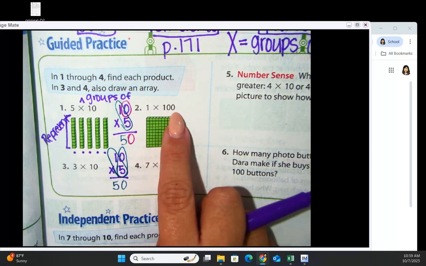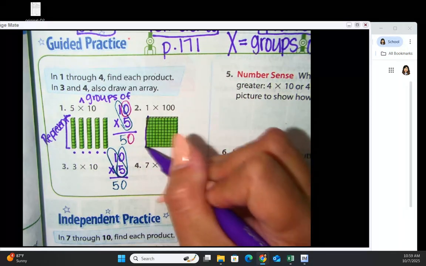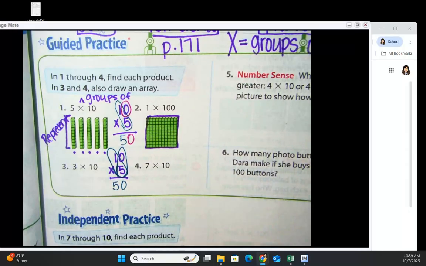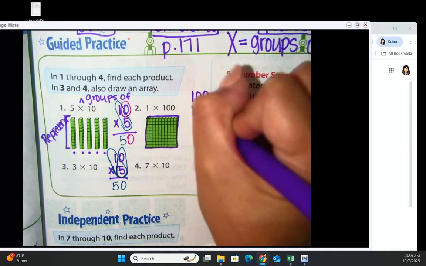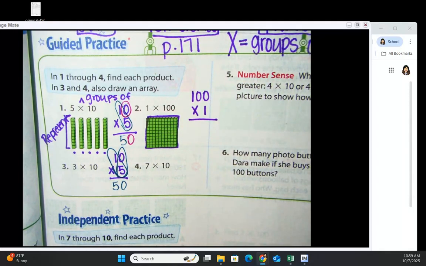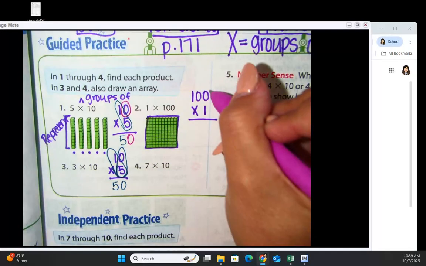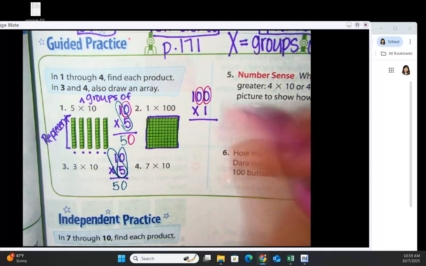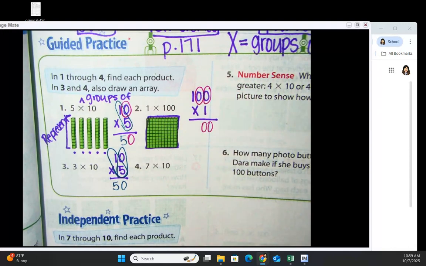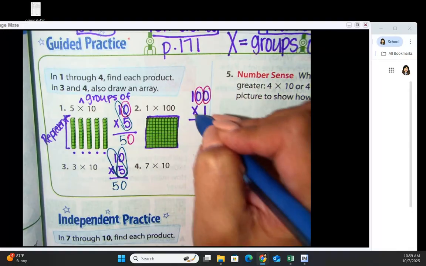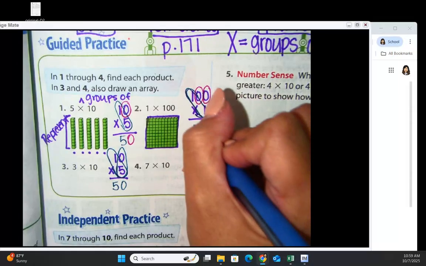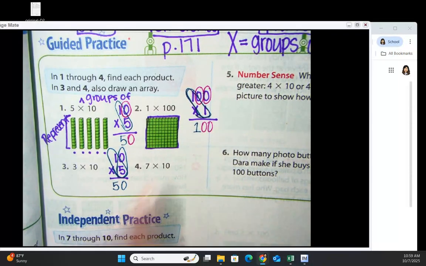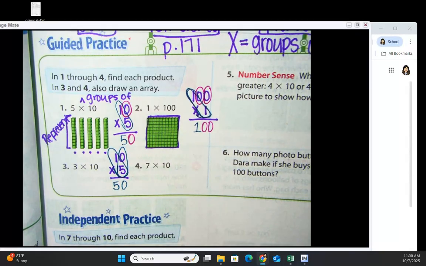This is 1 times 100, but it is also one group of 100. So let's do the life hack. I have 1 times 100. You have to put 2 zeros. Very good. I'm going to count 2 zeros, so I'm going to write 2 zeros. And then I only have to multiply the digit that is left. 1 times 1 is 1. So this is 100.